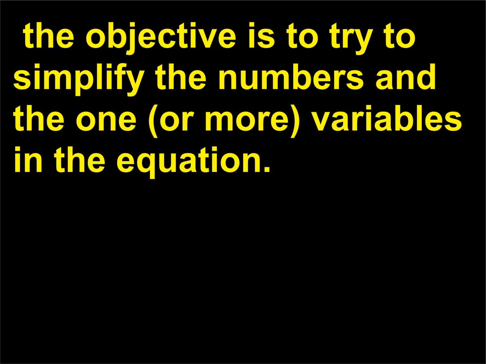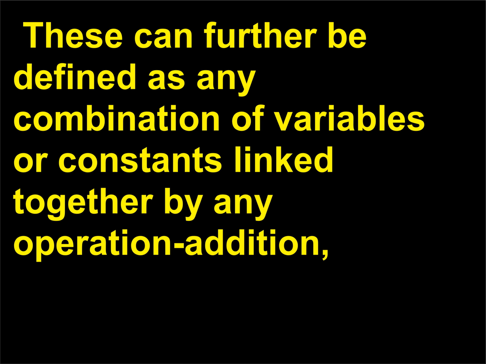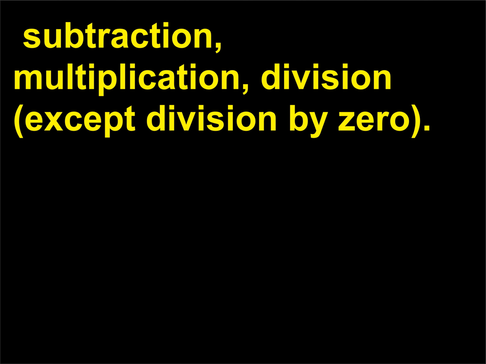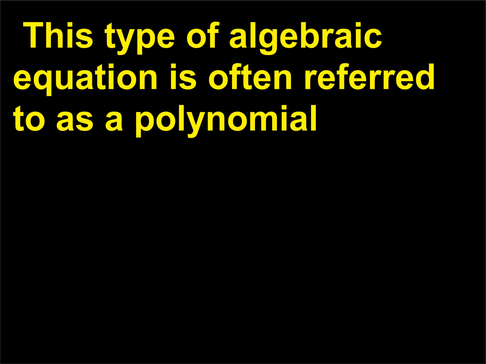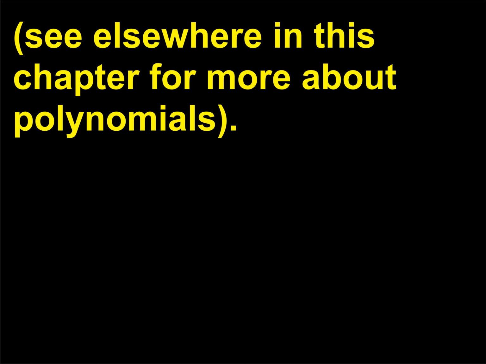The objective is to try to simplify the numbers and the one, or more, variables in the equation. These can further be defined as any combination of variables or constants linked together by any operation: addition, subtraction, multiplication, division, except division by zero. This type of algebraic equation is often referred to as a polynomial. See elsewhere in this chapter for more about polynomials.